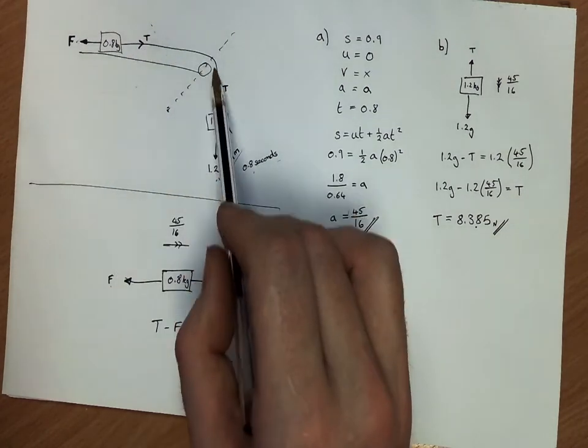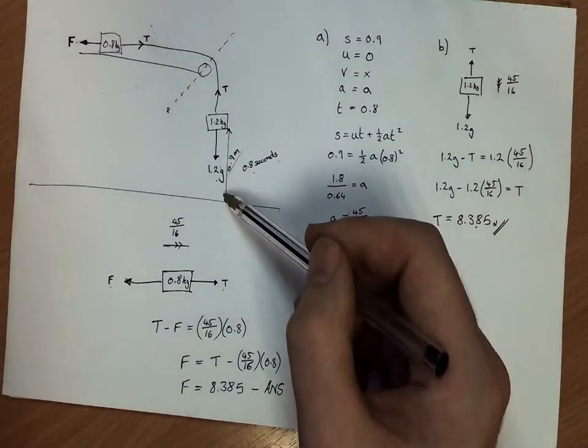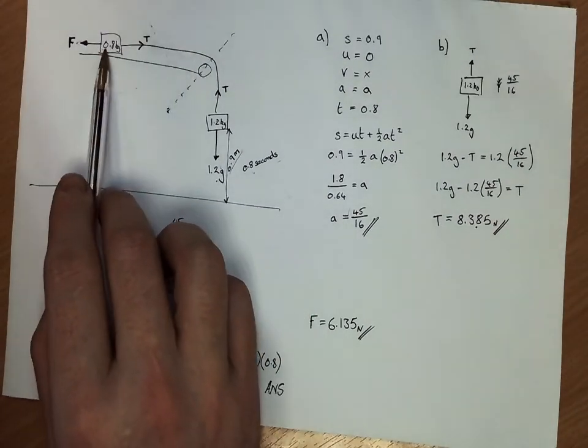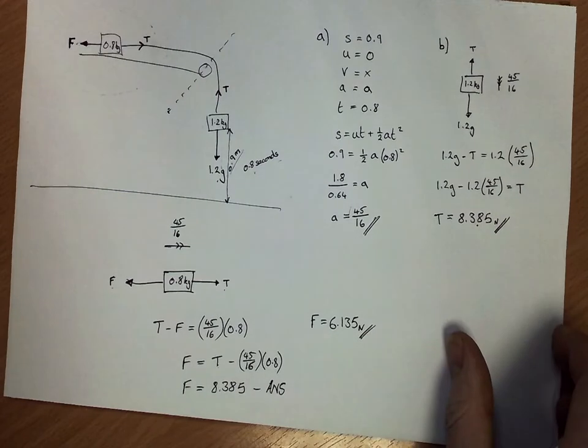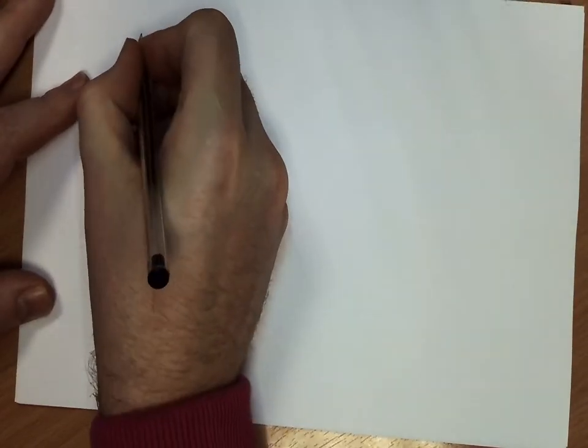That means this string becomes loose. This has moved forward the same distance in the same time, but has not reached the pulley. We're asked to find the total distance from here to its final resting spot. So what I'm going to do is draw A in its original position.